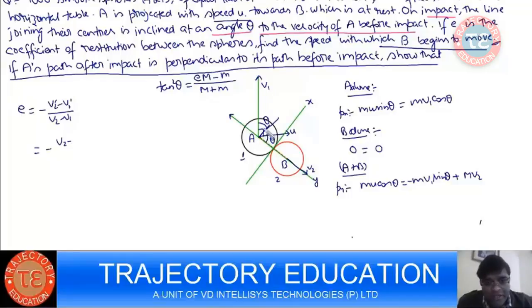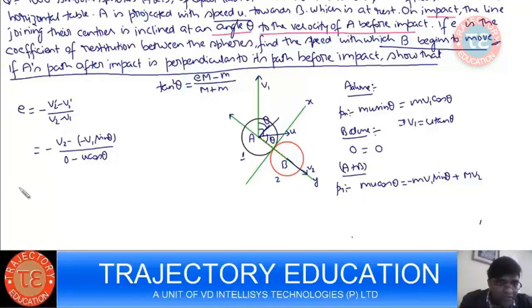I am interested in the velocity component after collision along the line of force. So that is V1 sin theta in negative y direction. So minus V1 sin theta in negative y direction. V2 is 0 initially and V1 is u cos theta. I am only interested in the velocity component along the line of force. So I am getting here from here V1. V1 is u tan theta, and from here I am getting v2. So from here I generate one equation, that is v2 plus v1 sin theta equals e u cos theta.